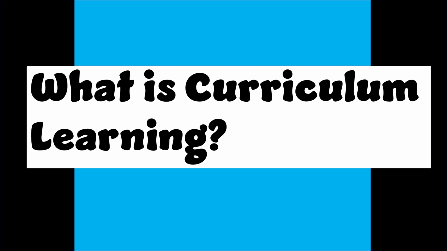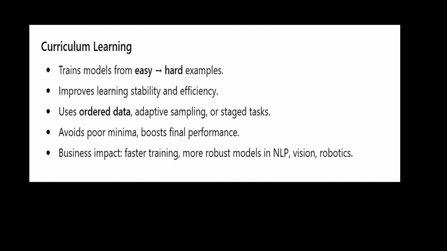Curriculum learning. So basically, curriculum learning is a training strategy inspired by how humans learn, where the model is exposed to easier examples or tasks first and gradually introduced to more complex ones. So, by organizing training data in a meaningful order, starting simple and increasing difficulty, the model can learn more efficiently, avoid getting stuck in poor local minima, and improve overall performance.